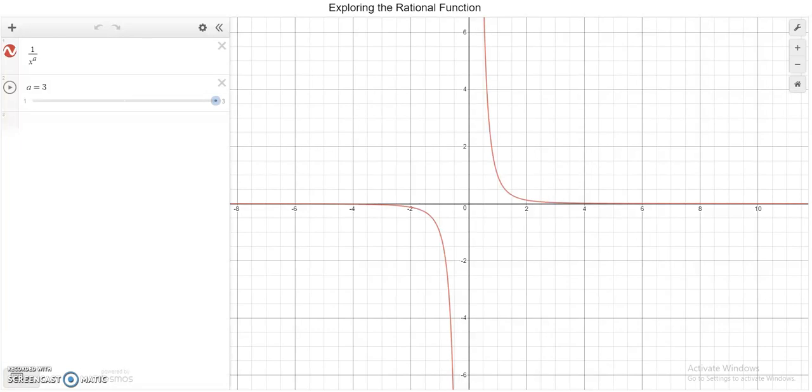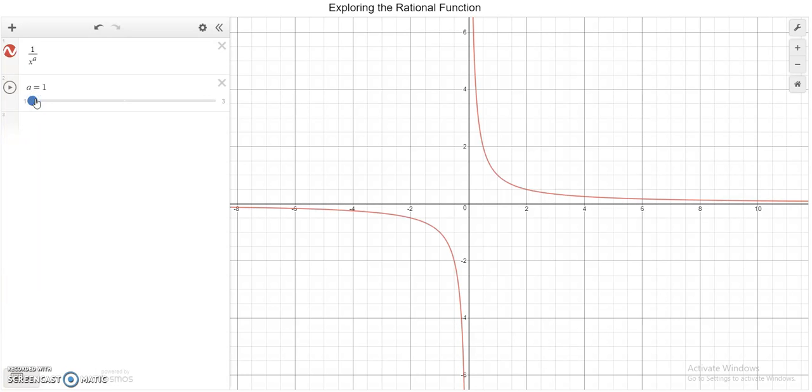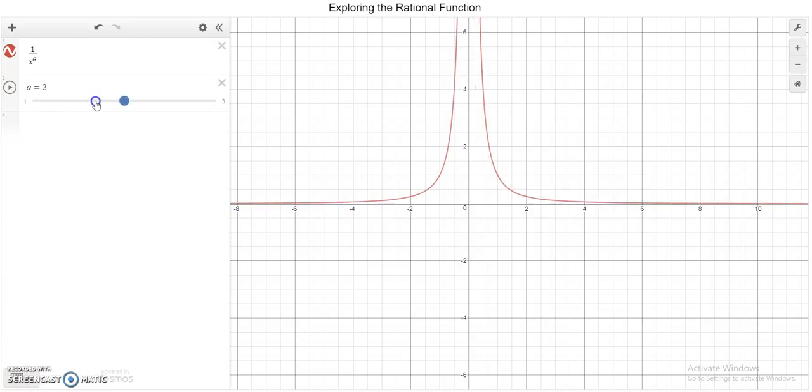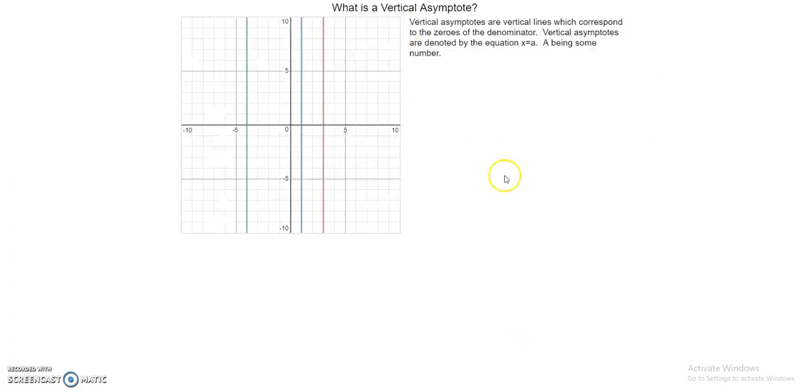Okay, so we're going to be looking at rational functions up to 3 degrees. Here I plotted a function where we can just mess with the a value to see 1 over x to the a, where we got 1 over x squared, and 1 over x cubed. So we're going to look at different properties.